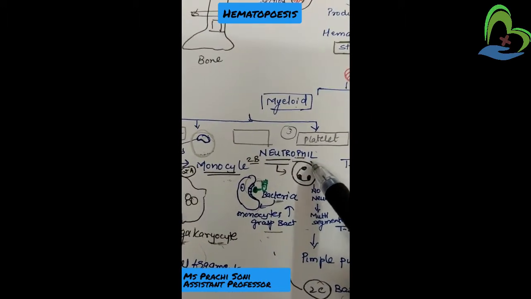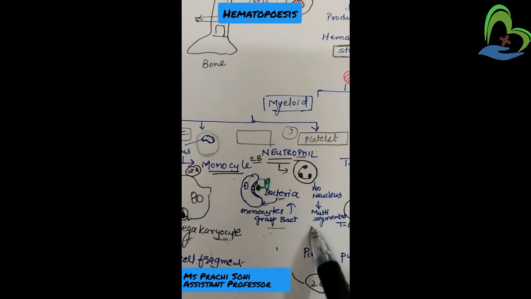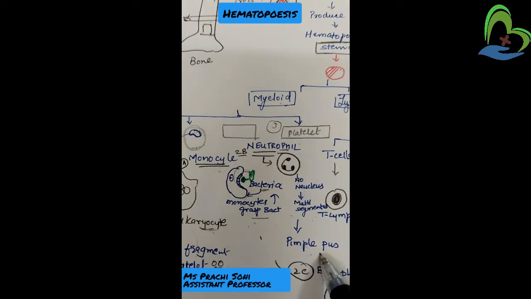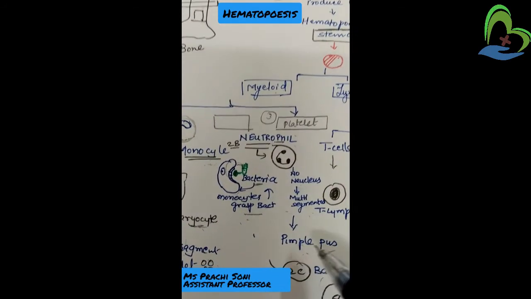Next come the neutrophils. They have various segments in the nucleus. So it is not that there is no nucleus, but it is multi-segmented, and it is seen when a pimple forms and pus formation takes place. That is all called neutrophils.